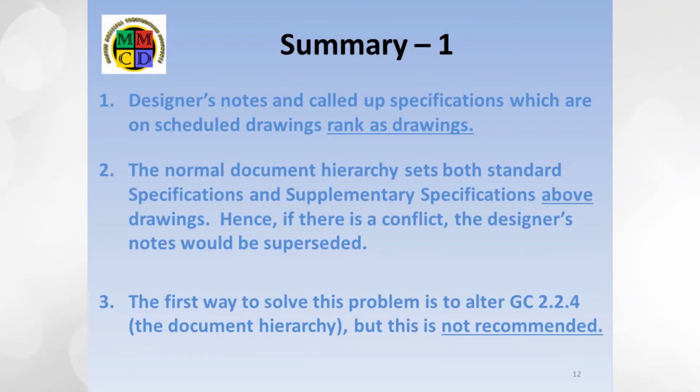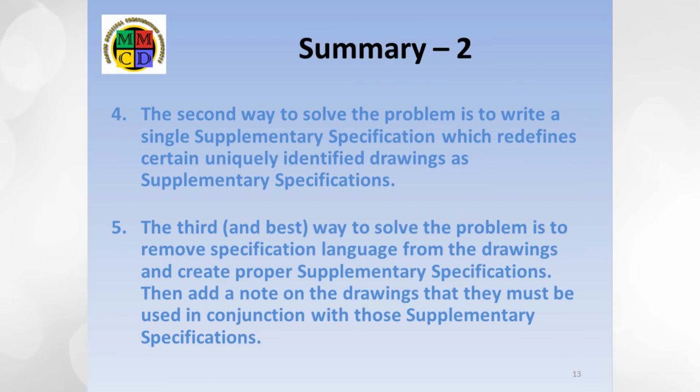To summarize: 1. Any specifications written on drawings classify as drawings, not specifications, in the document hierarchy. 2. Supplementary and standard specifications both outrank information on drawings, hence they can inadvertently compromise the designer's intent. 3. The least preferred method to fix the problem is to alter the document hierarchy. 4. The second solution is to use a simple supplementary specification to carefully redefine certain drawing sheets as supplementary specifications for document hierarchy purposes.